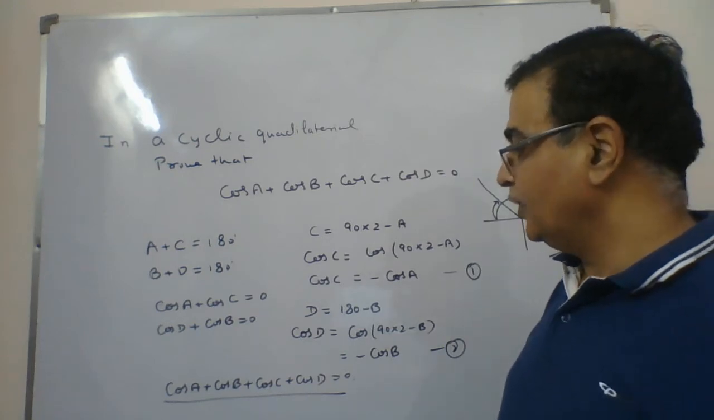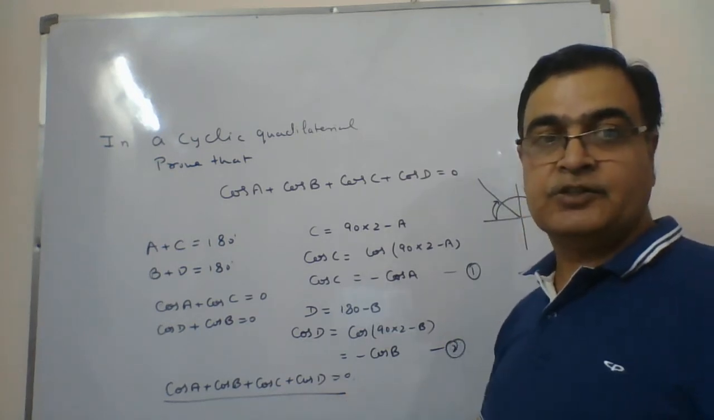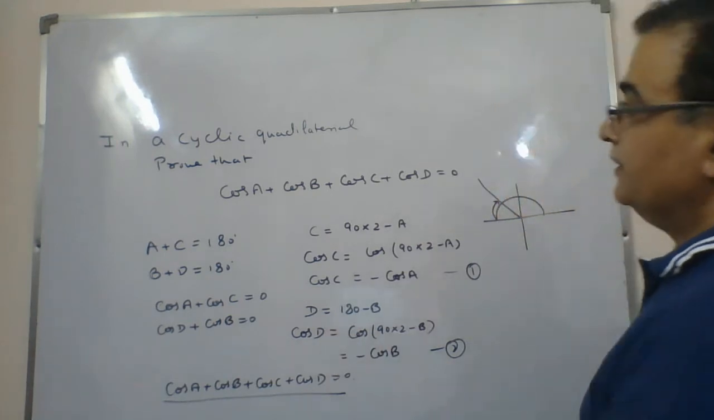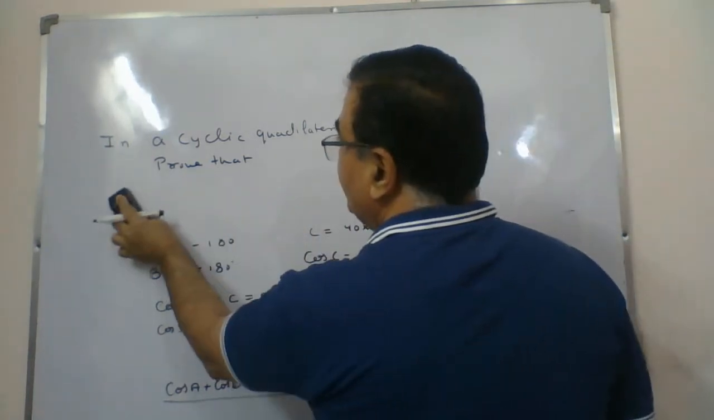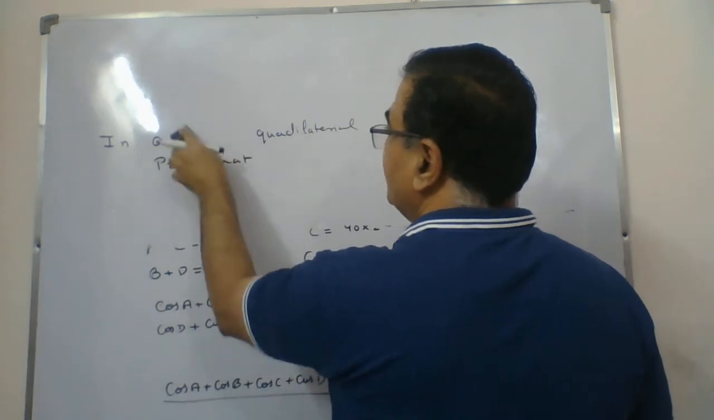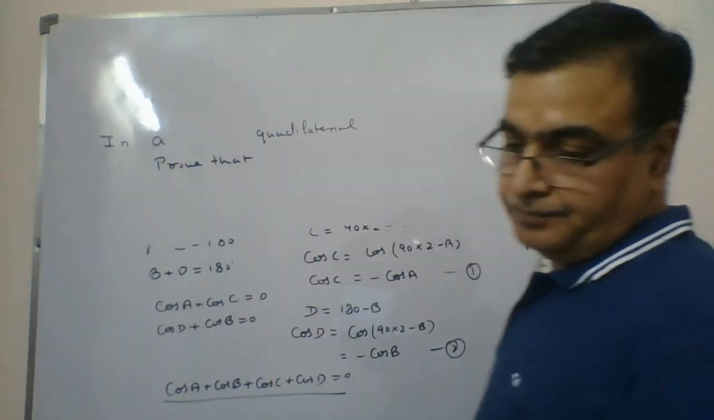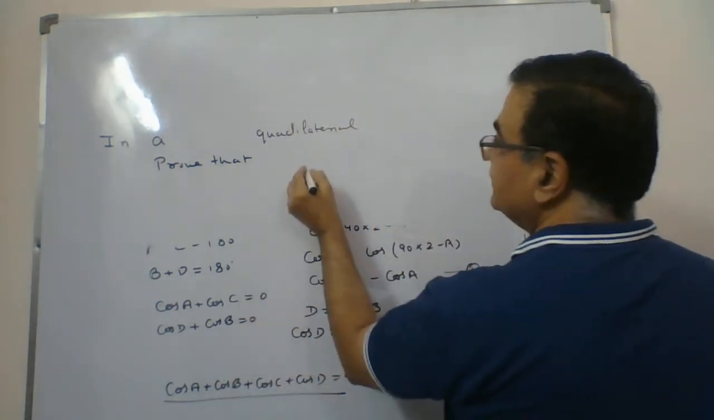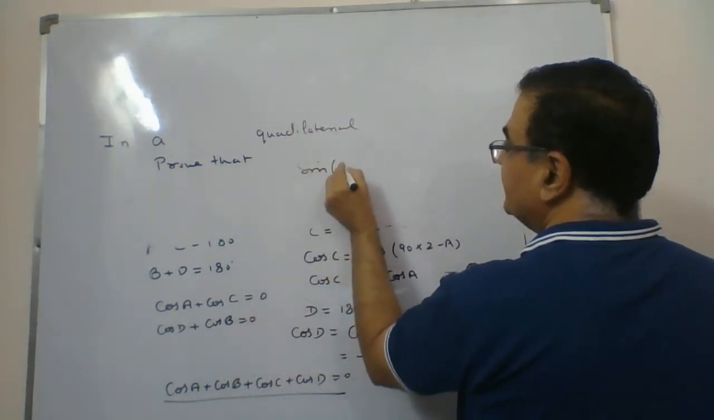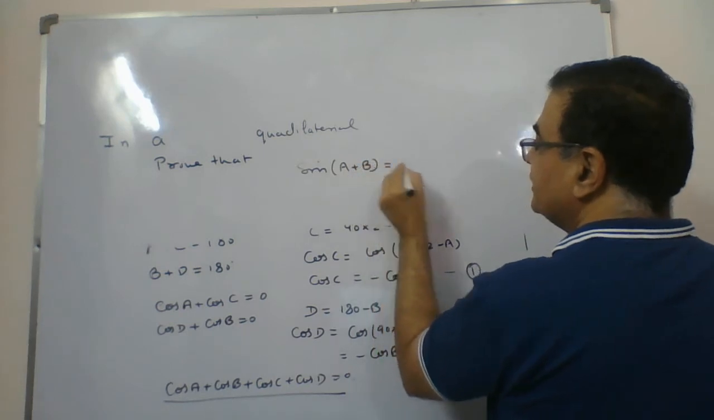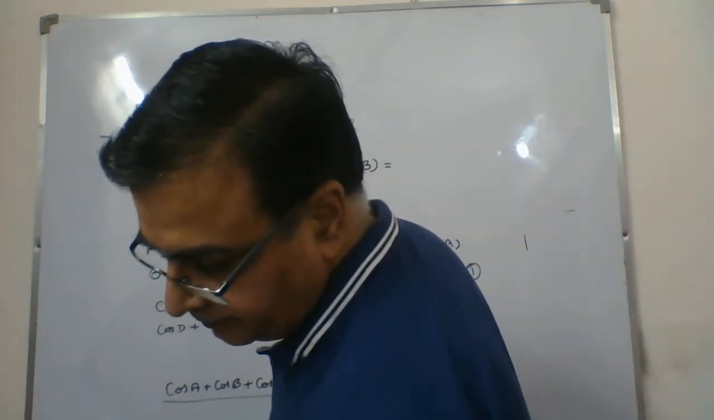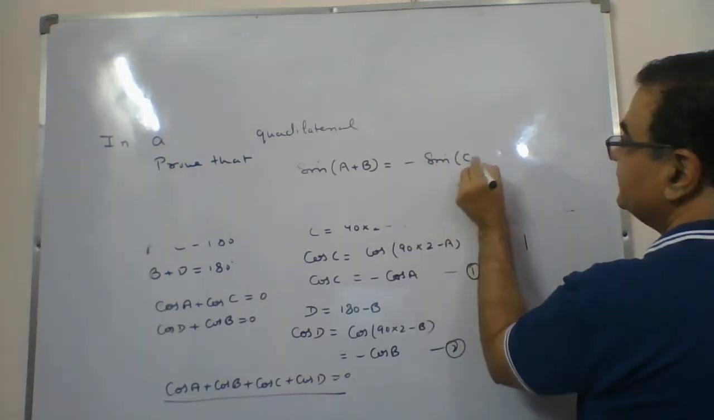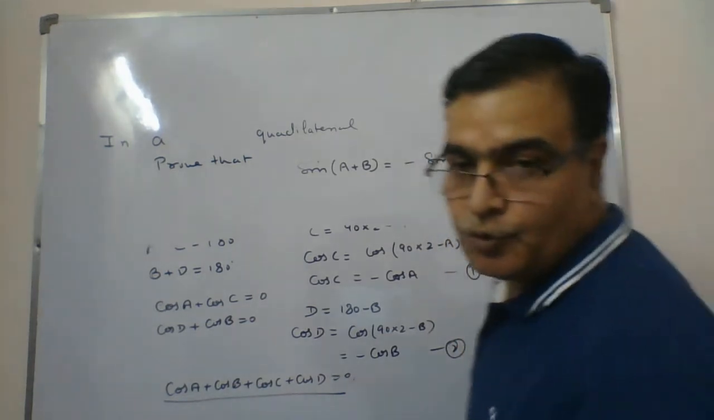If we have a cyclic quadrilateral, then we have proved cos A plus cos B plus cos C plus cos D is coming 0. Same way, if they say in a quadrilateral, not the cyclic one, if they say simply a quadrilateral is there, then you prove that sine of A plus B is equal to minus of sine of C plus D. This we have to prove.